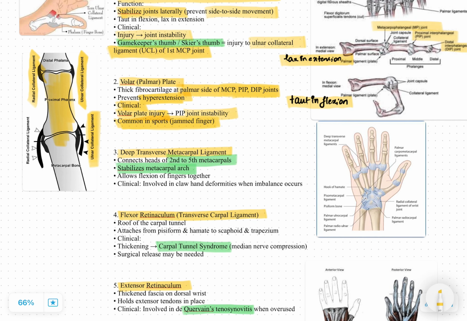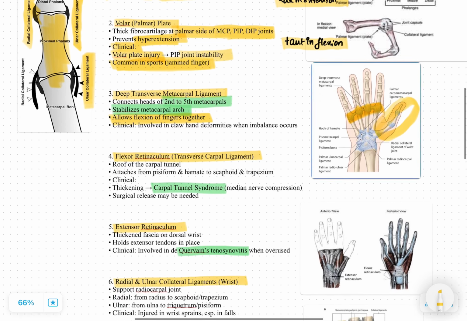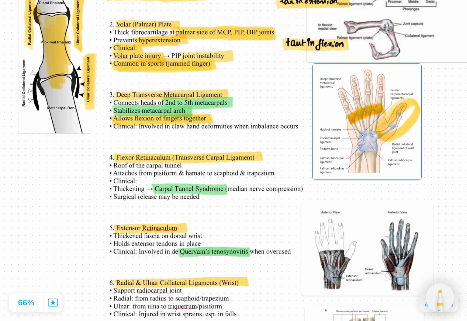Next is the deep transverse metacarpal ligament. These are the metacarpal joints, and this is called the deep transverse metacarpal ligament. It is present between the second to fifth metacarpals. In the first metacarpal, it is absent. It allows flexion of the fingers together, so it helps in clawing the fingers together. Except for the first metacarpal, all the rest of the four fingers we can claw together because of this deep transverse metacarpal ligament.